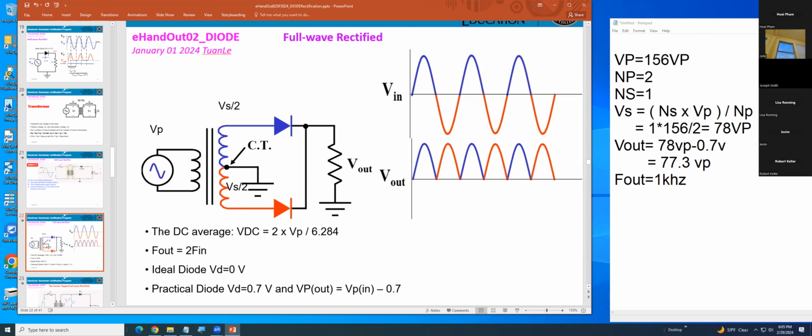You see what here? The DC average, VDC, 2 times V peak divided by pi. We don't care about that one. However, in here they say V out equals 2 times V in. Ideal diode 0 volt, practical 0.7 volt. Okay, now I'm telling you.